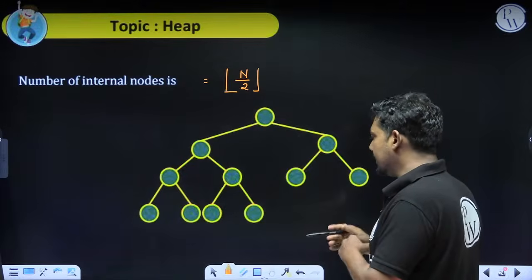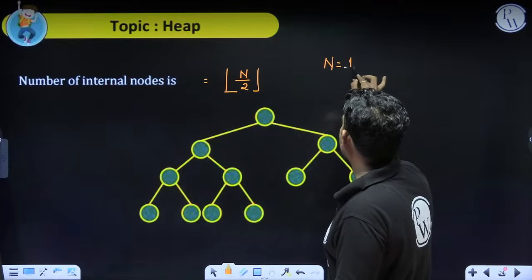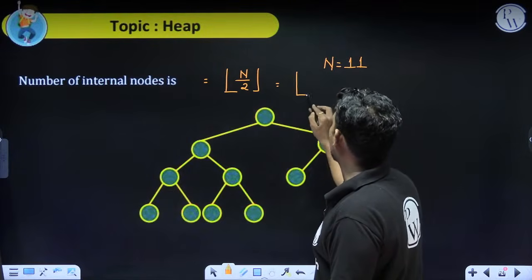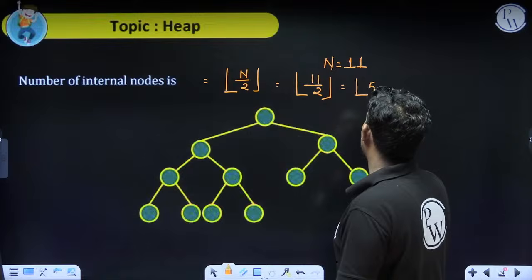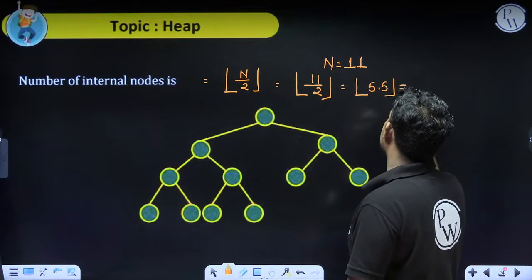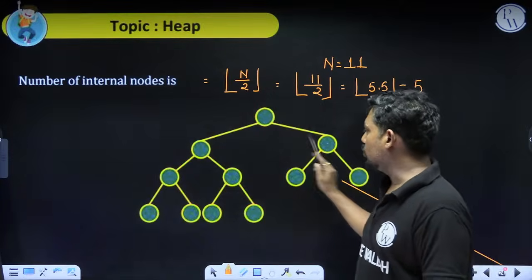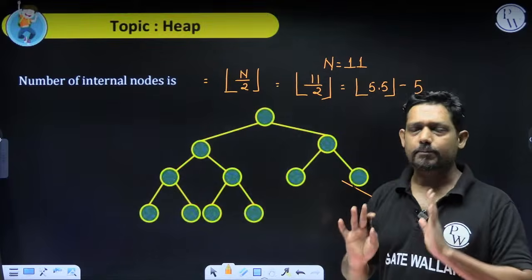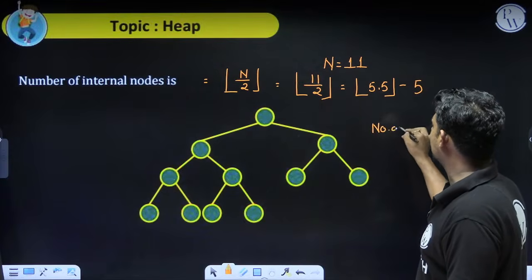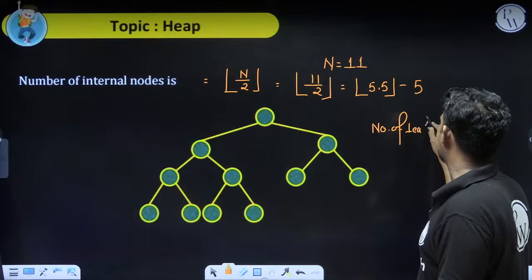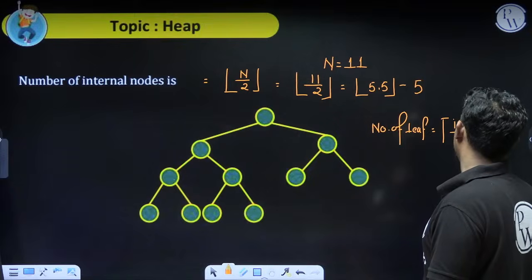Okay. So here again it is having 11 nodes. So if N, the total number of nodes, is 11, then it becomes floor value of 11 divided by 2, and that is equal to floor value of 5.5, which is 5. So there are 5 internal nodes, 1, 2, 3, 4 and 5. As simple as that. If you ask, sir, what is the number of leaf? The number of leaf will be ceiling value of 11 by 2, that is equal to 6.